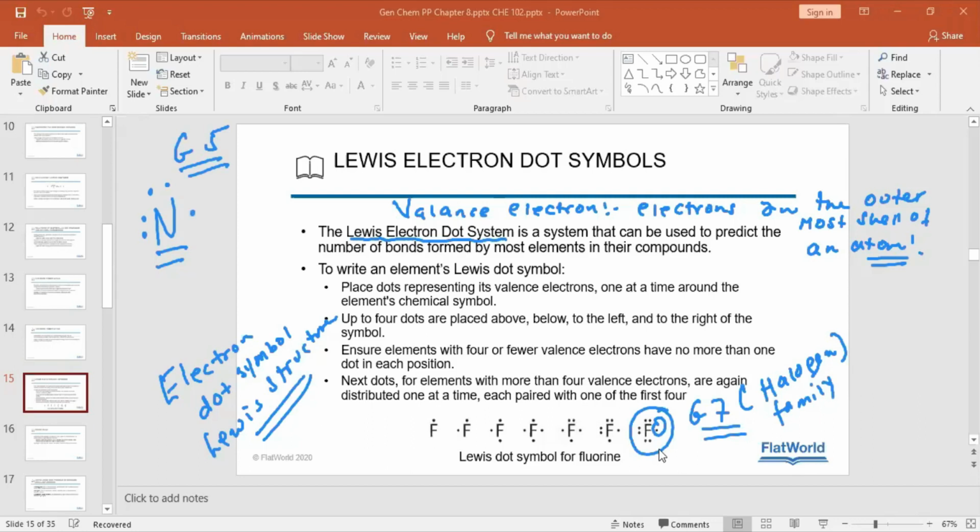Victoria, I see your hand. Yes, I wanted to do the one for nitrogen, but you already did. Okay, Victoria, how about oxygen? What do you think the electron dot symbol for oxygen would be, just for practice? Oxygen has six. How do we know oxygen has six? Because it's in group 6 on the periodic table. Exactly. The group number is always a reflection of how many valence electrons an atom has. So the Lewis structure for oxygen is going to be six.